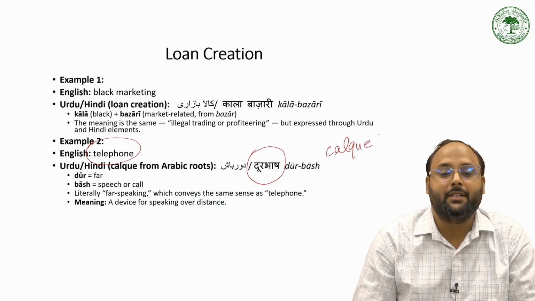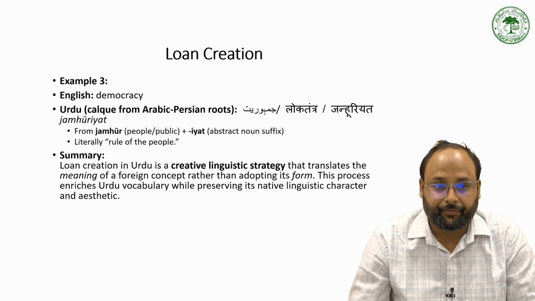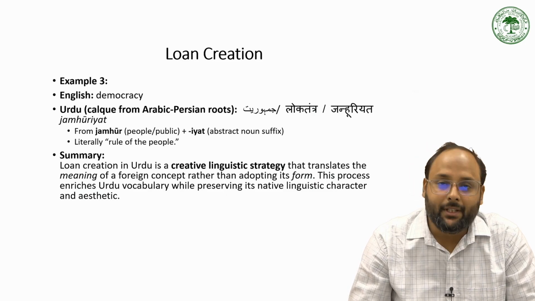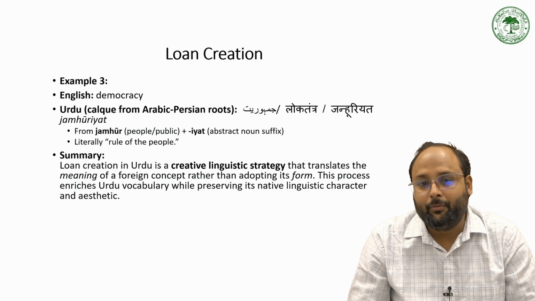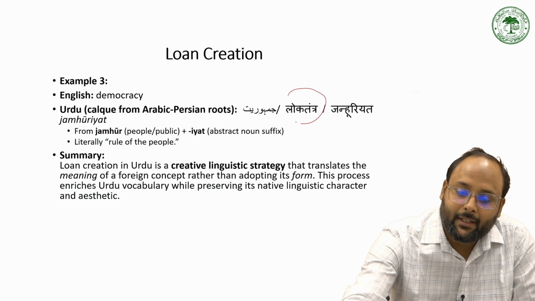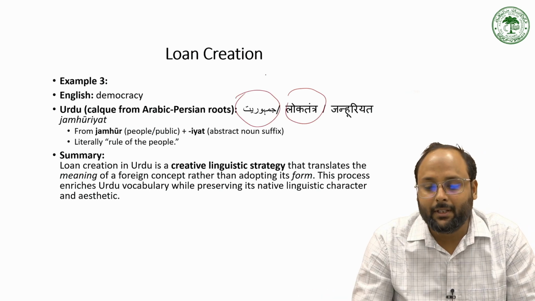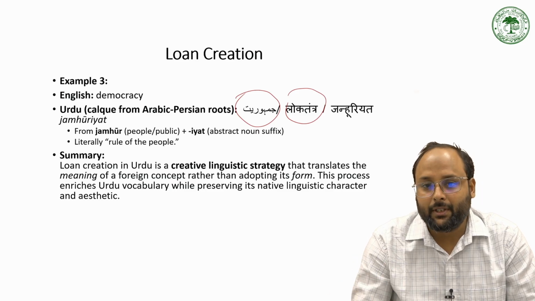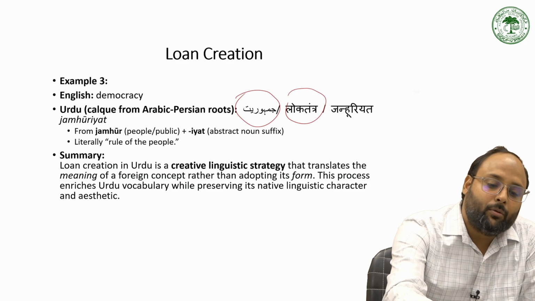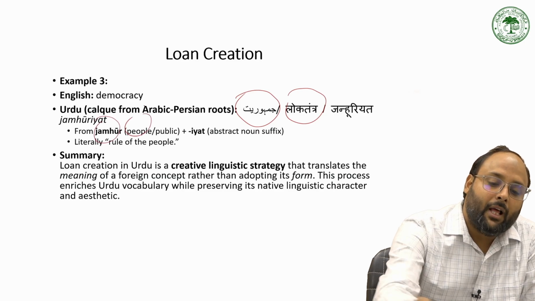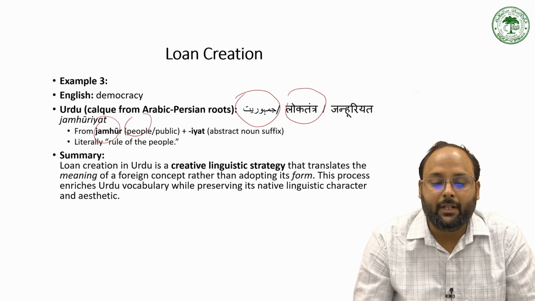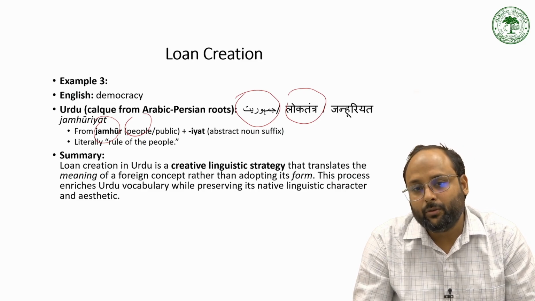Or we can also say loan translation and loan creation. The other term is democracy. So when we borrowed the word democracy from English, we just translated that term in our language, like Loktantra in Hindi and Jamhuriyat in Urdu. Loktantra is actually the translation of democracy. But in Jamhuriyat, the word Jamhur means people and the Yat is the abstract noun suffix. So that means rule of the people. So that is Jamhuriyat.